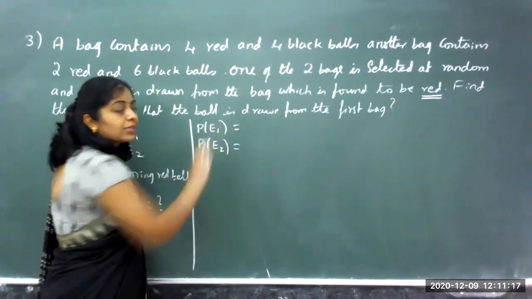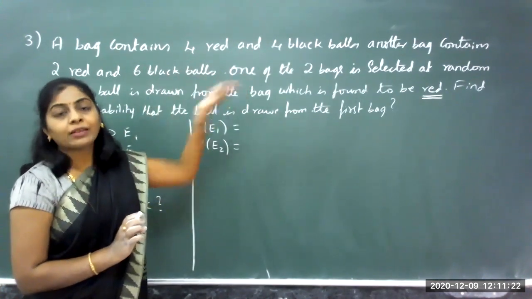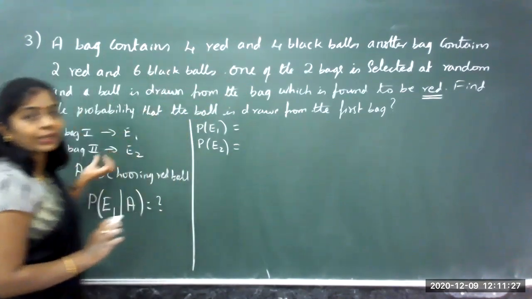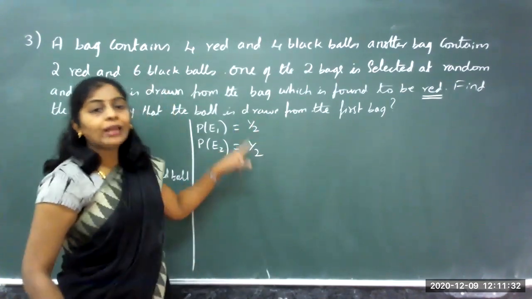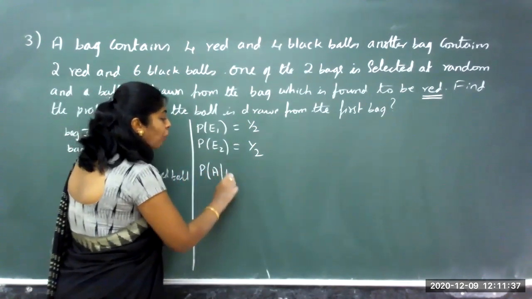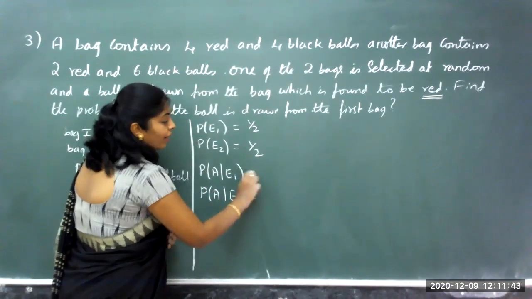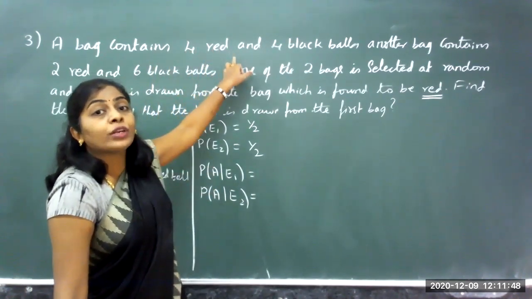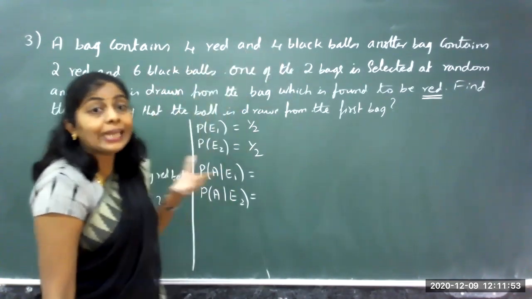Now, first we find the probability of E1 and E2. How many events are there in the sample space? There are 2: one bag and another bag. That means 2 events, E1 and E2, where bag 1 is E1 and bag 2 is E2. So the chance of each is one in two. Now, probability of choosing a red ball from bag 1 and from bag 2. When I take bag 1, the bag contains 4 red and 4 black, totally 8 balls.